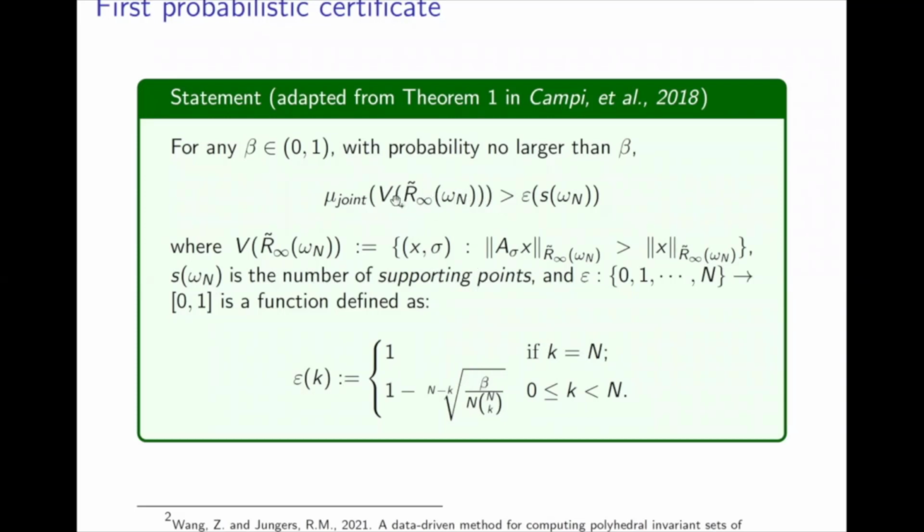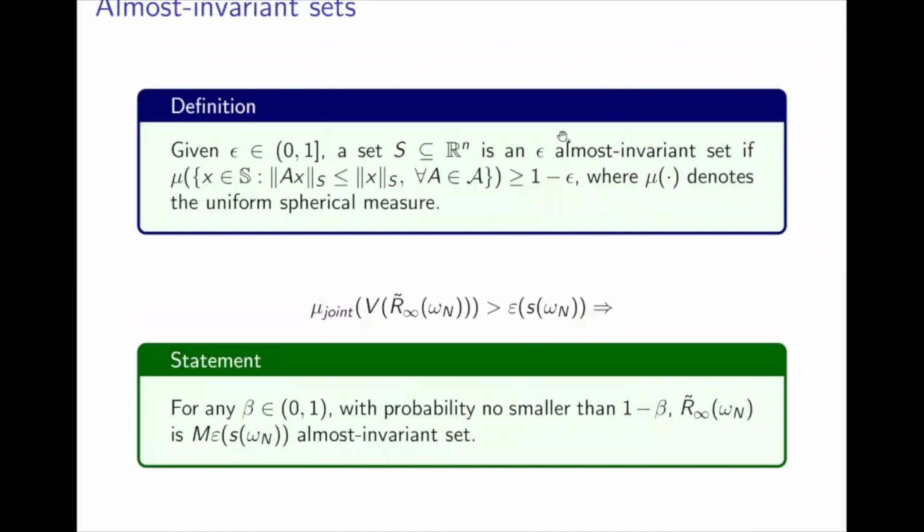So this says the measure of the bad points is greater than this epsilon with probability no larger than beta. Then with this chance constraint theory, we would like to discuss the concept called almost invariant set. The definition is given here.